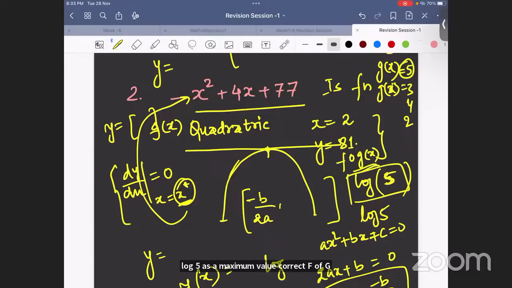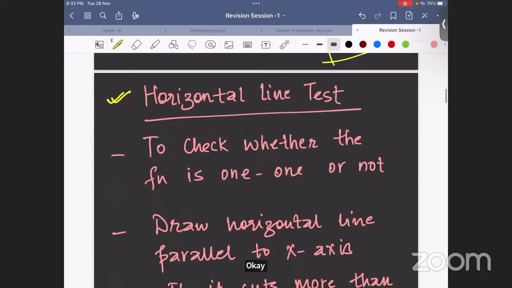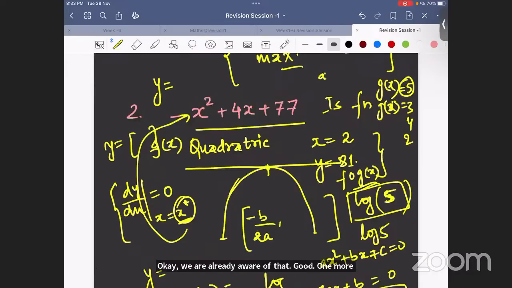Yes, sir. In this case, if you change the f(x) function, then it will be different. I was just talking about the log function only. Because we are already aware that log is an increasing function. One more condition: a is already greater than 1, right?